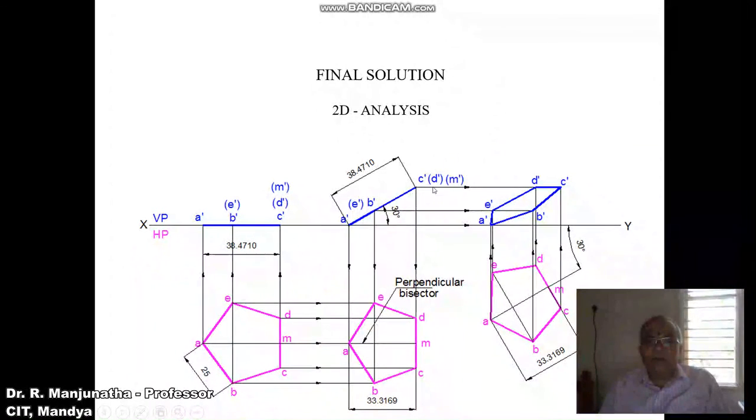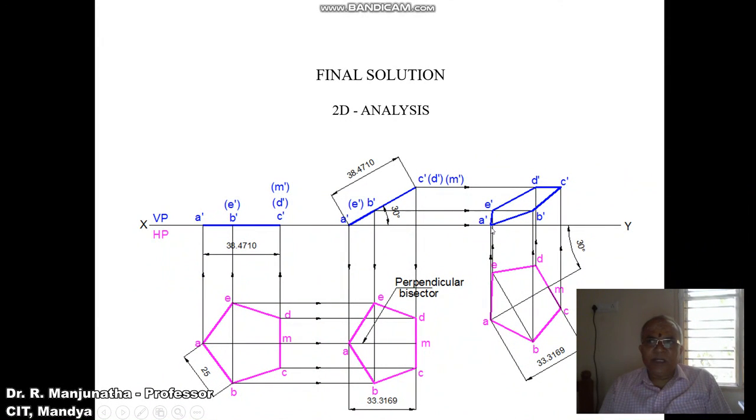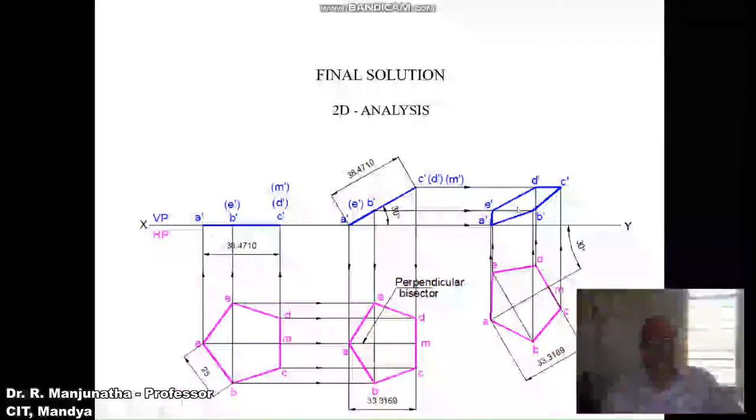Similarly, draw a horizontal projector from C dash and D dash, and draw a vertical projector from C to intersect at this point, and you mark this point as C dash, and draw a vertical projector from D to intersect at this point, and you mark this point as D dash. Then join A dash to B dash, B dash to C dash, C dash to D dash, D dash to E dash, and E dash to A dash. So this is how you will be able to write the solution in the sketchbook.